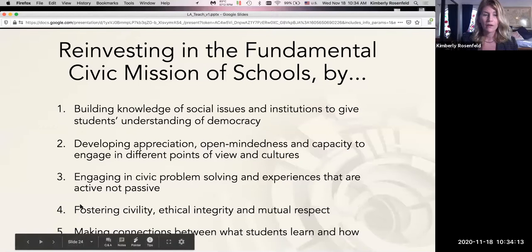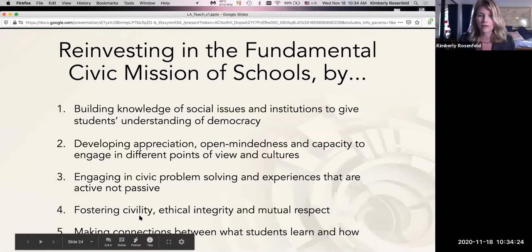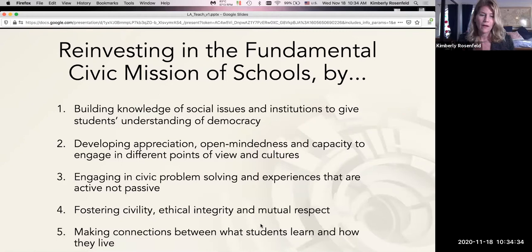Fostering civility, I think this is a really important one. You know, how to disagree respectfully, right? How to agree to disagree and still be able to sit in the same room and have discussions. Ethical integrity and mutual respect, something that really needs to be taught as part of being that democratic citizen. And making connections between what students learn and how they live.